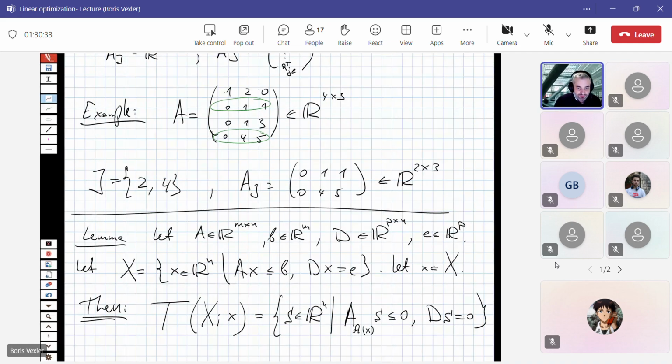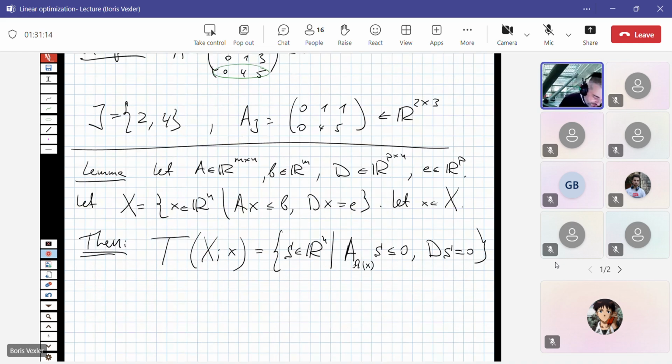Is it clear what we want to prove? Is the statement clear? Yes. Question: we are not indexing D, right? Only A. Yes, only A. For equality constraints, we have no distinguishing between active and inactive. Yes, equality constraints, if you want, in a certain sense, are always active. Only for inequality constraints do we have these two possibilities: equal or strictly less.